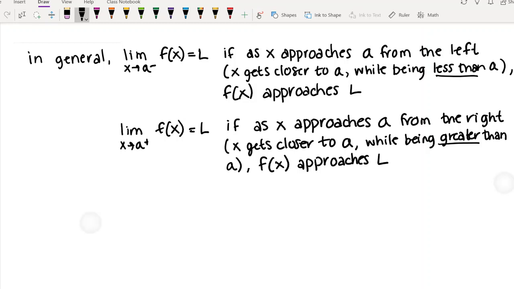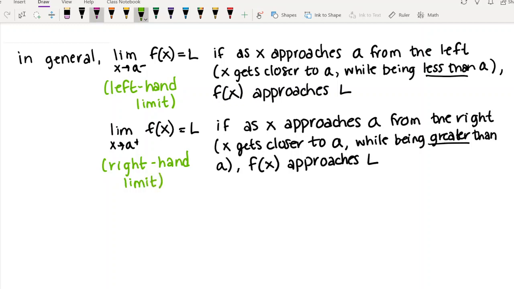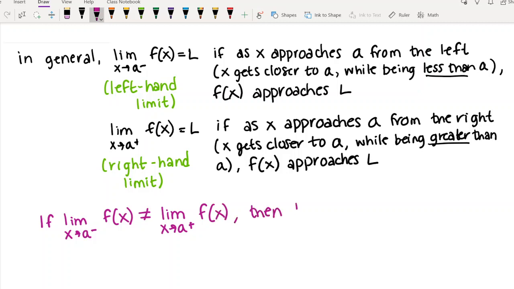I might be getting near the place where the screen cuts off, so let me move that over a little bit. Let me write down something I quickly mentioned: the first one here is what's called a left-hand limit, and this one is called a right-hand limit. Another important fact that we saw in the last example is that if the limit as x approaches a from the left is not equal to the limit as x approaches a from the right, then if you just write the limit without any plus or minus, that does not exist. So in order for a limit to exist, from the left and from the right, you need to get the same thing.